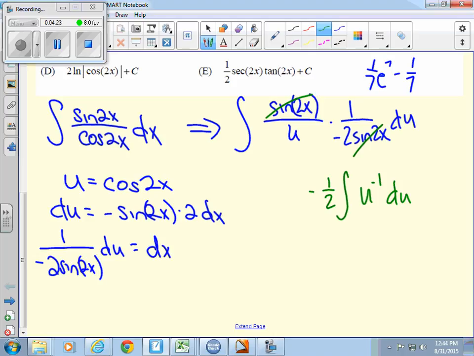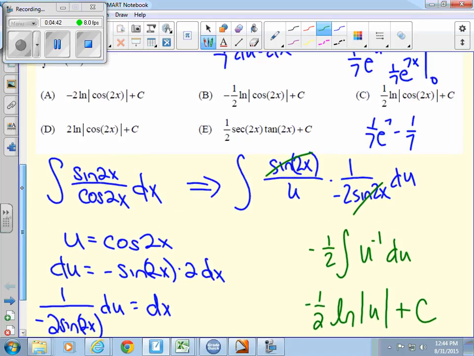What is the antiderivative of u to the negative 1? Tricky question, isn't it? And then u was cosine of 2x.